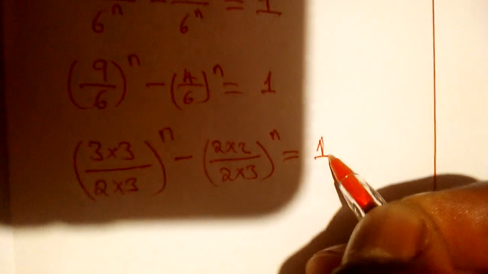1. When I simplify here, we'll see that the 3's will cancel out. If the 3's cancel out, the 2's cancel out, then we have 3 halves to the n power minus 2/3 to the power n, and everything has to equal 1.